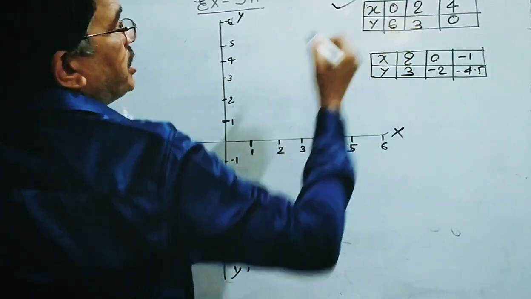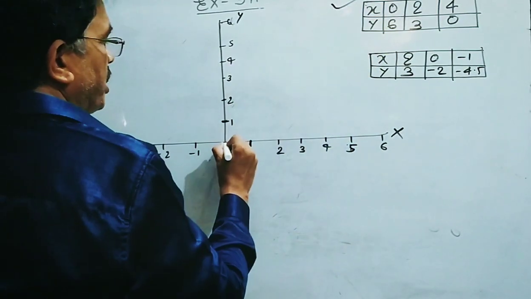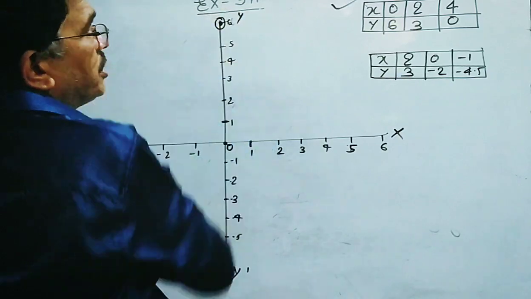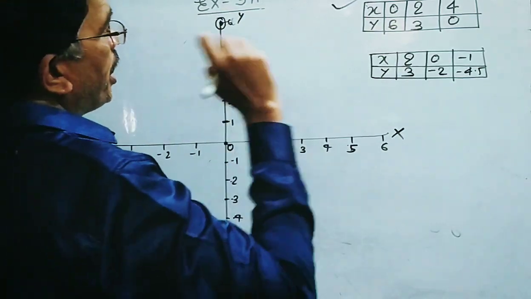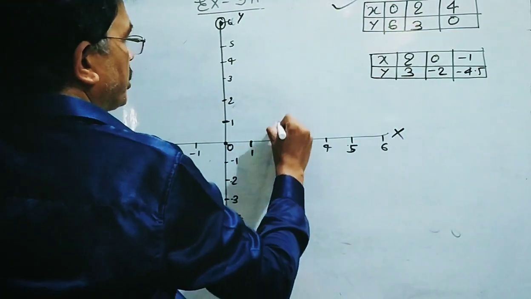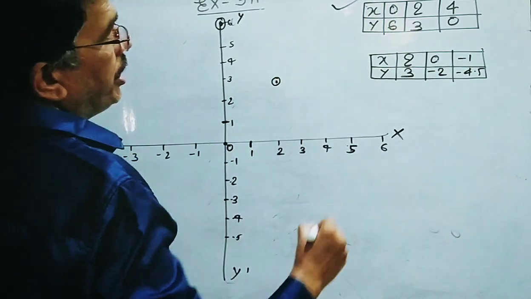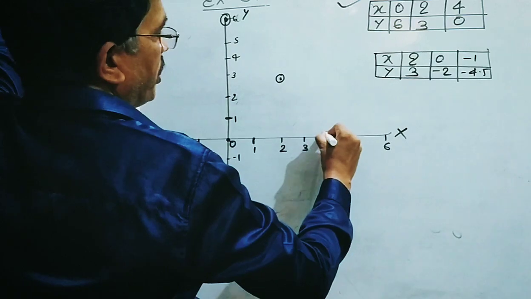It is 0 and 6. X is 0 and y is 6. X is 0 is here and y is 6 is there. So the first point is x is 0, y is 6. X is 2 by 3, here. And x is 4 by 0 is here.